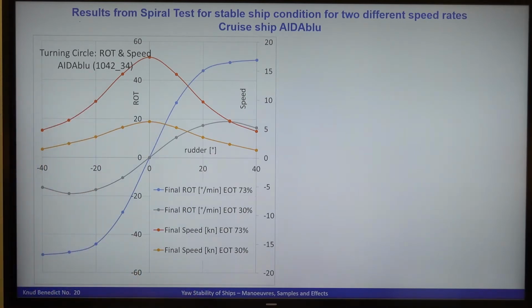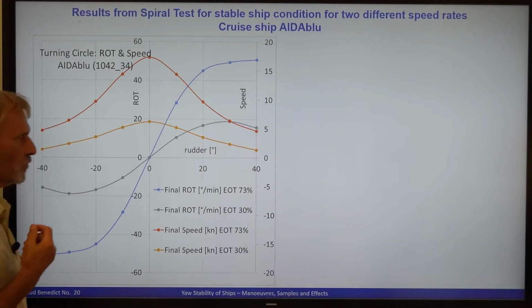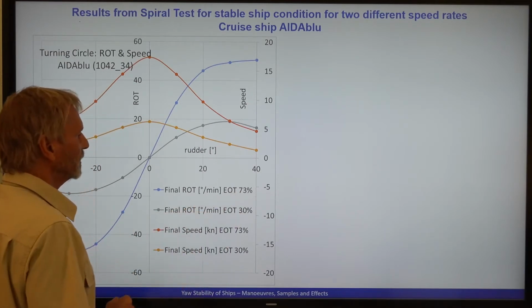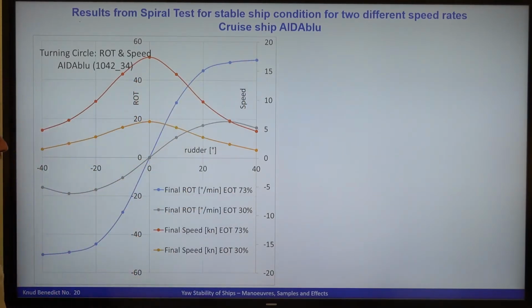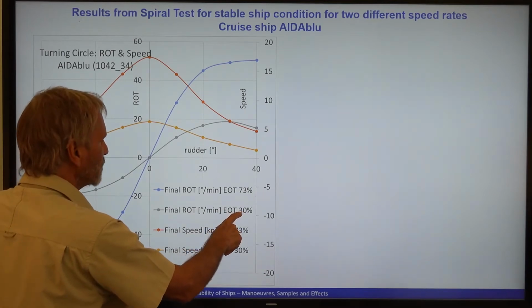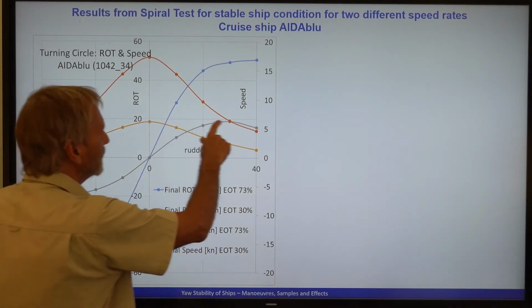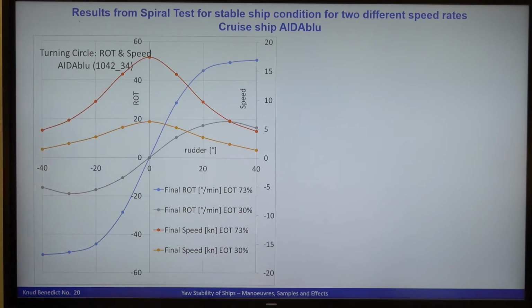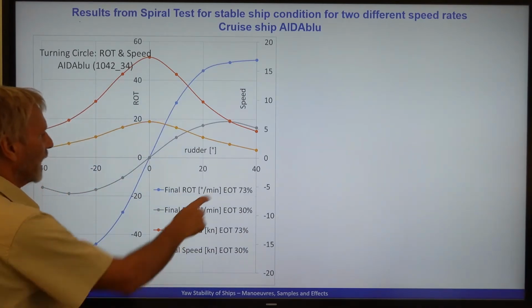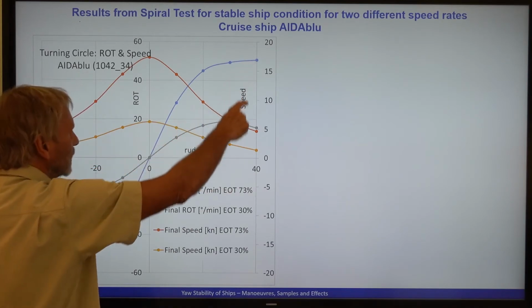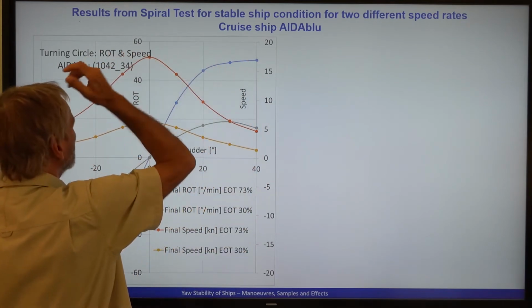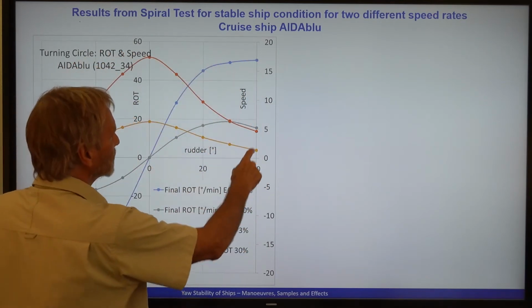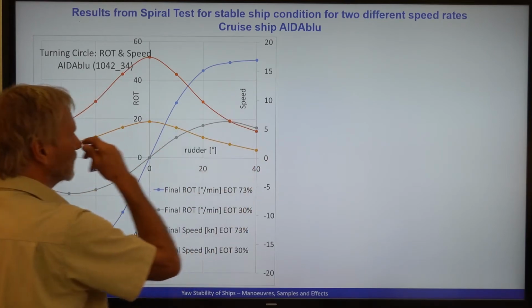I made this test even for two engine orders, so two speed rates, with 73 degrees. In this case, the ship was cruising with about 18 knots, and also with an engine order telegraph of 30 degrees. In this case, the ship was running with about 6 knots. First, with a high speed. So these are the results. For instance, the rate of turn for 40 degrees is about 50 degrees per minute, and the speed was, in this case, 5 to 6 knots.